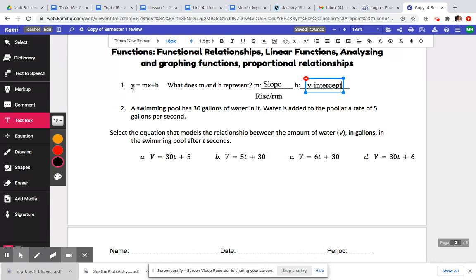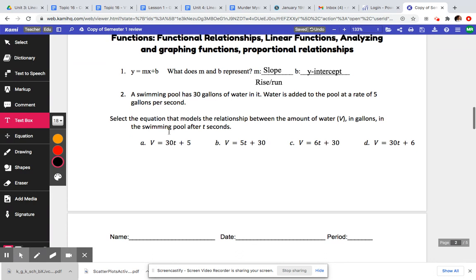We've been working on this a lot. At this point, we really need to know this. mx plus b. m is always next to x, and m is your slope. All right, let's go to the next one.